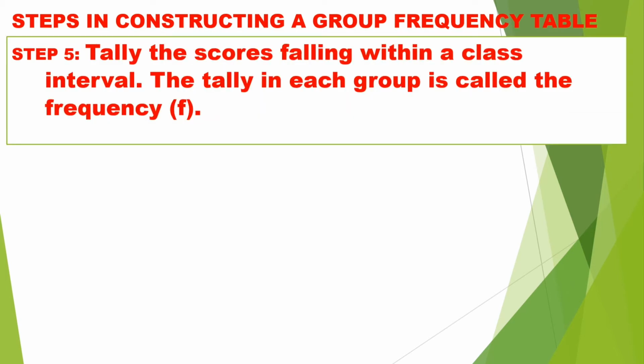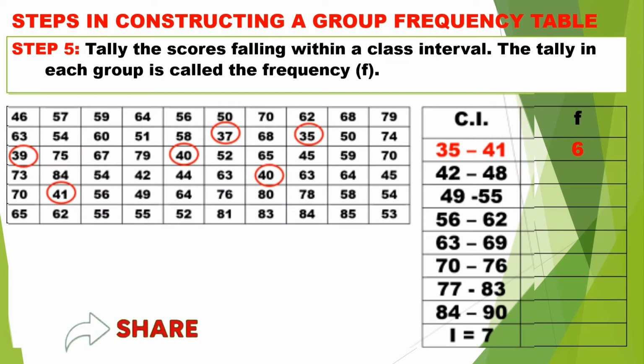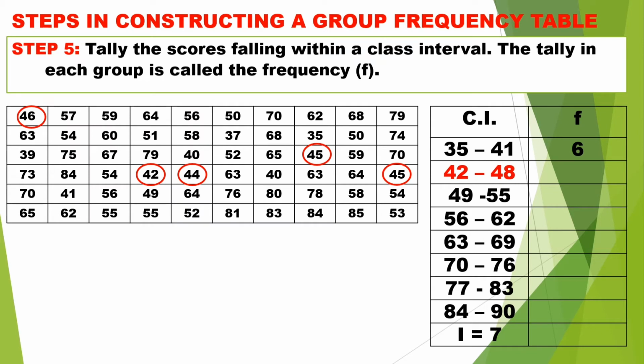Next, step 5. Tally or count the scores falling within a class interval. The tally in each group is called the frequency denoted by lowercase f. On the first interval, 35 to 41, we have 6 scores. So write 6 in column F aligned to the first interval. On the next interval, 42 to 48, we have 5 scores. The same, write 5 on column F aligned to the second interval.